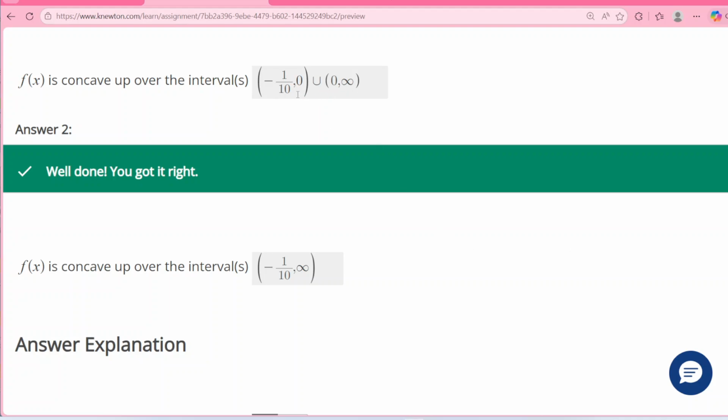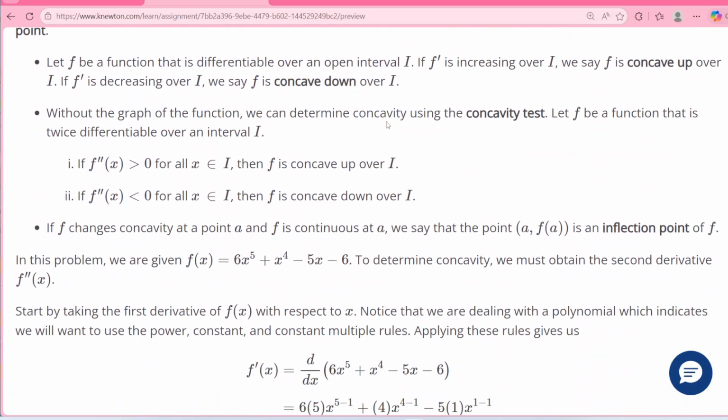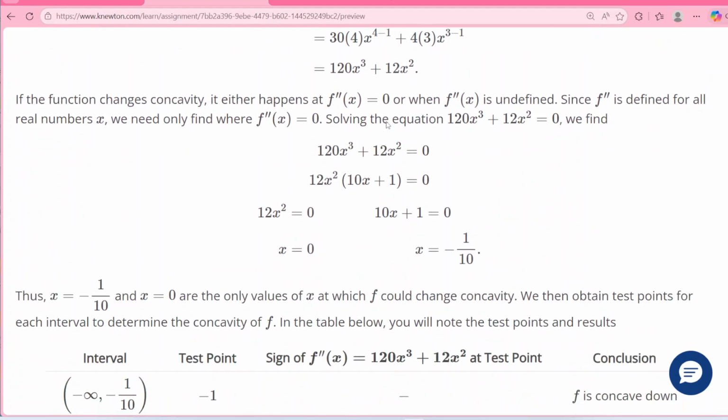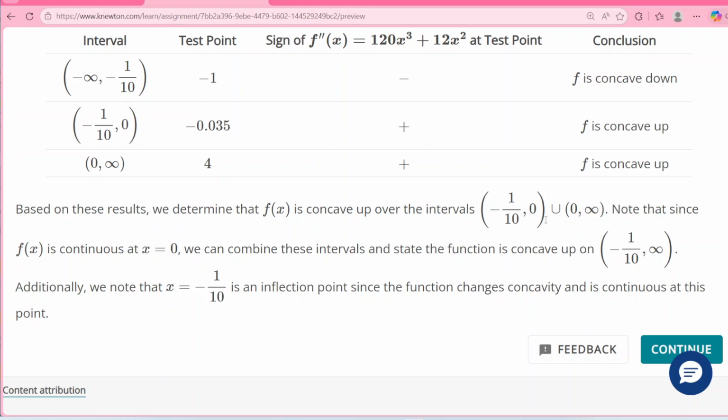On a test or something, if I was to test you on this, this would be perfectly valid up here for me. It still tells me you understand where the second derivative is positive. That's where your curve is concave up. So they go through all that here, and they explain that since it's continuous at 0, they can combine the intervals.